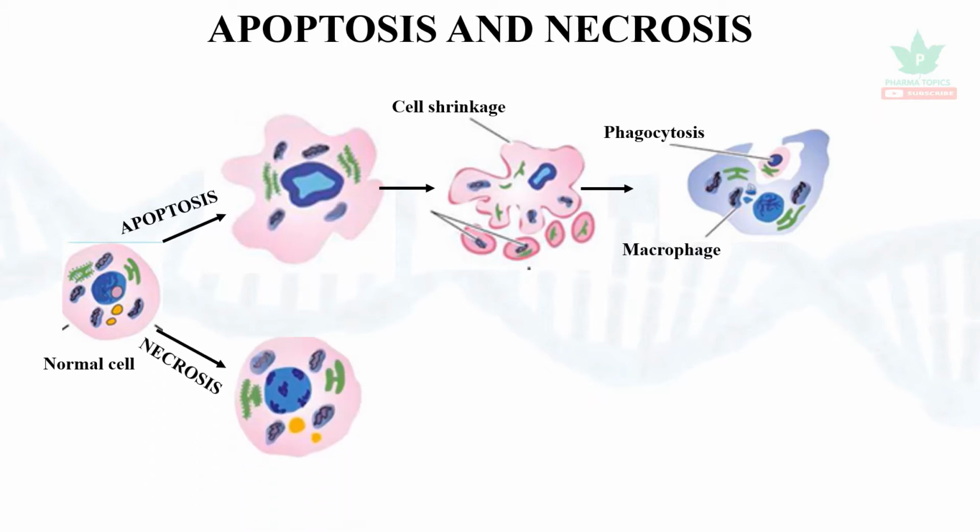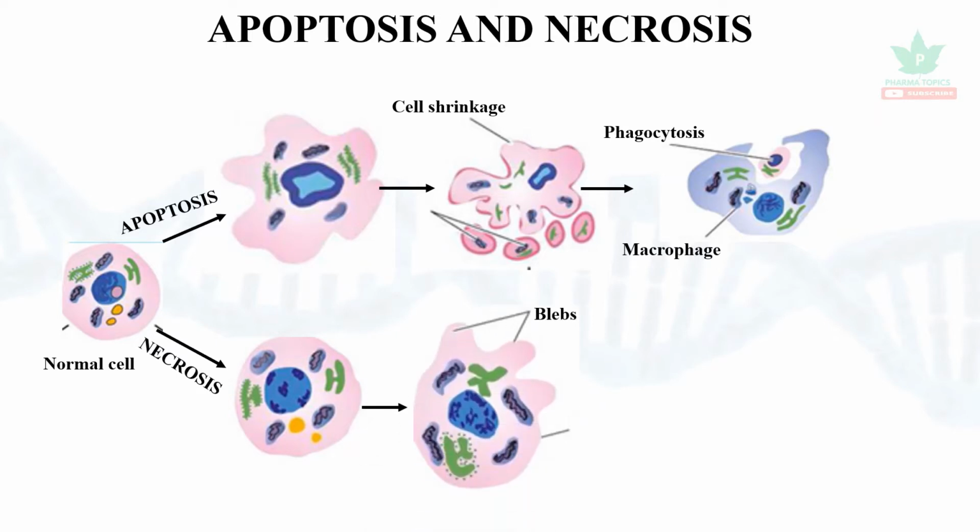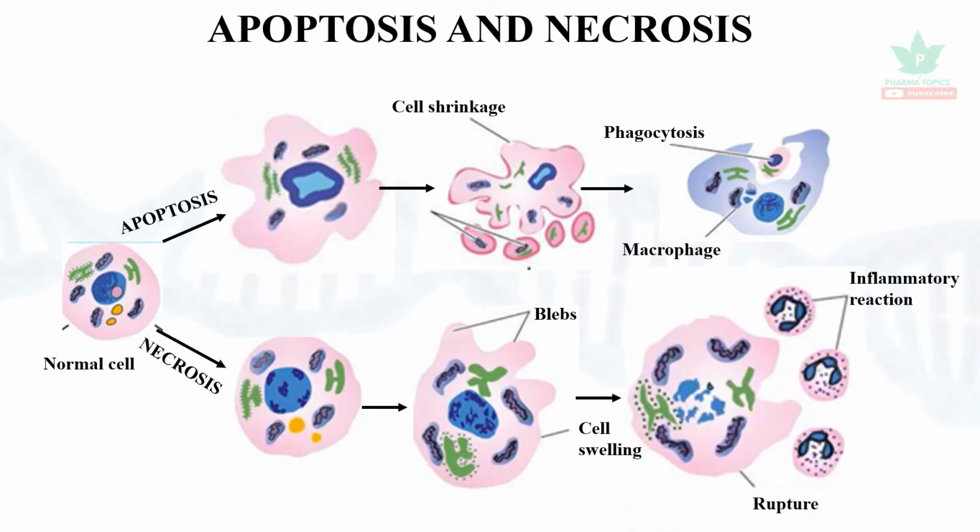In case of necrosis, the cell actually enlarges, it swells, and many projection points will be there, that is called blebs, and inflammatory reactions will be there, and there will be rupture of the swelled cell. And this is the characteristic feature of necrosis.